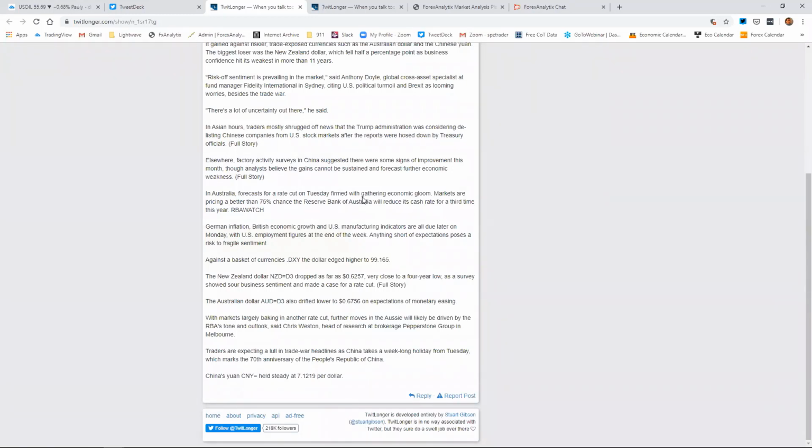In Australia, a rate cut is forecast on Tuesday. With gathering economic gloom, markets are pricing a better than 75% chance that the RBA will reduce its cash rate for a third time this year. German inflation, British economic growth, and U.S. manufacturing indicators are due later. With the markets largely banking on another rate cut, further moves in the Aussie will likely be driven by the RBA's tone and outlook.